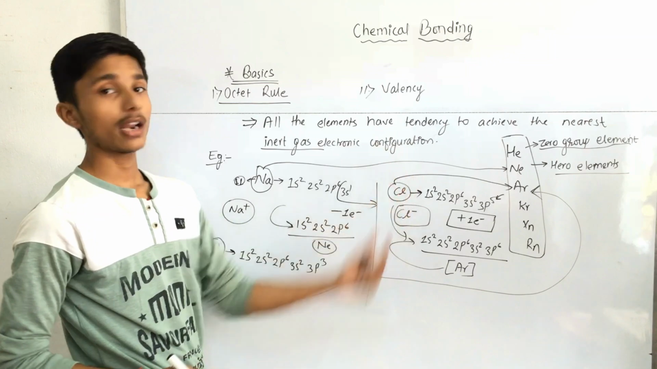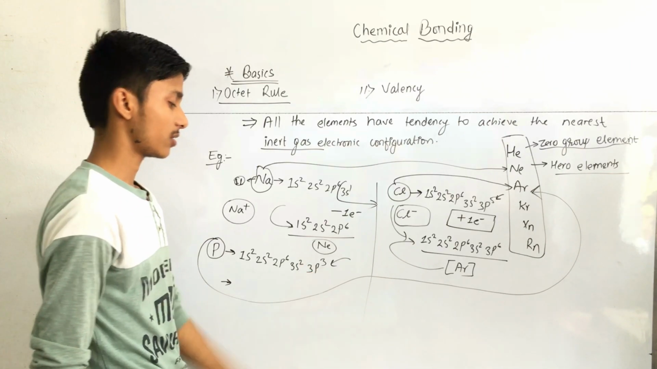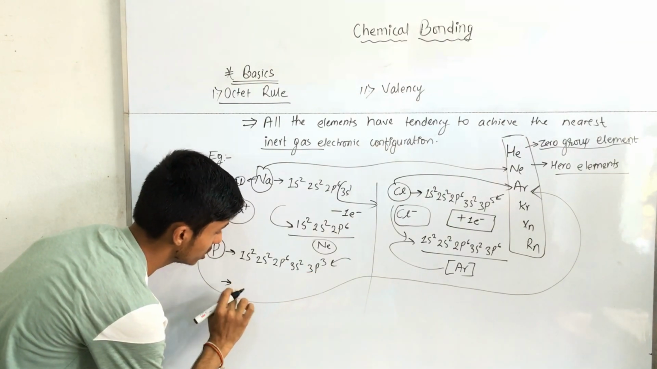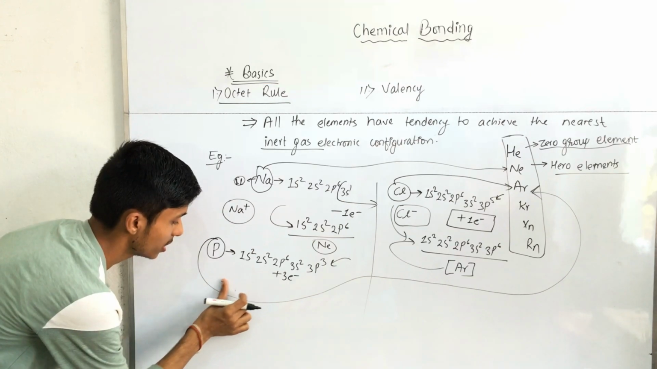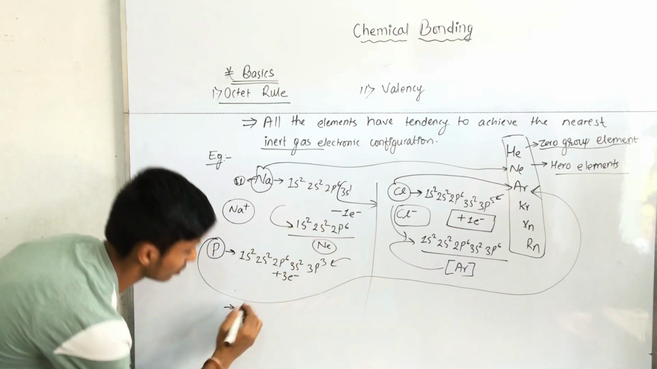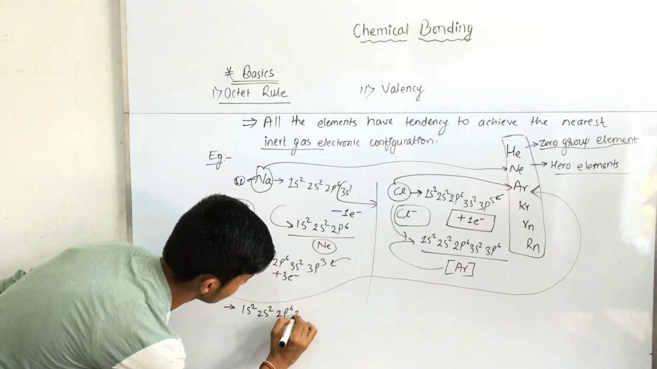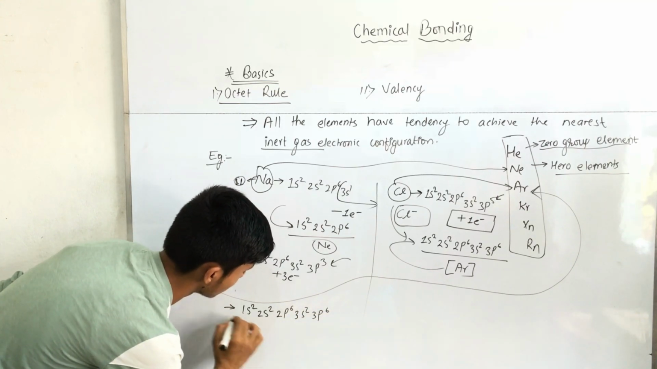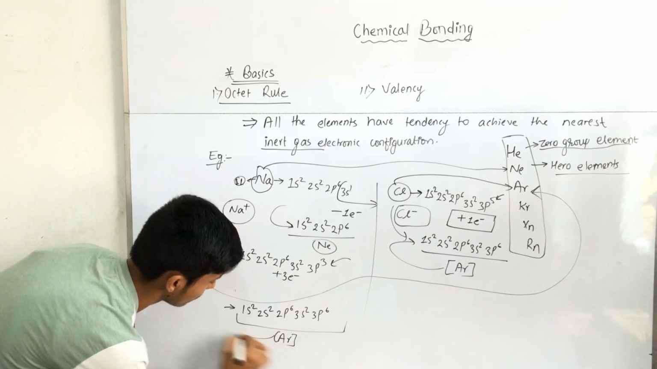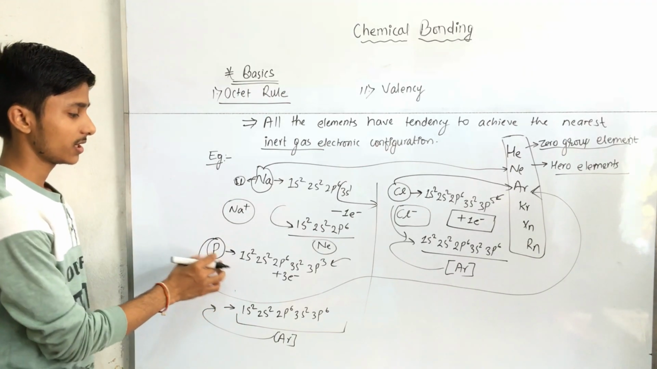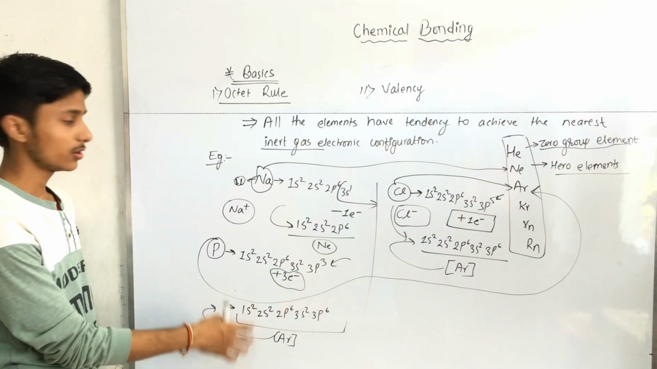So to be like argon, it has to take 3 electrons. It has to add 3 electrons in its orbital. When the 3 electrons are added in its subshell, it will be like argon. Its electronic configuration will be 1s2 2s2 2p6 3s2 3p6. So this is also the electronic configuration for argon, and they are stable.